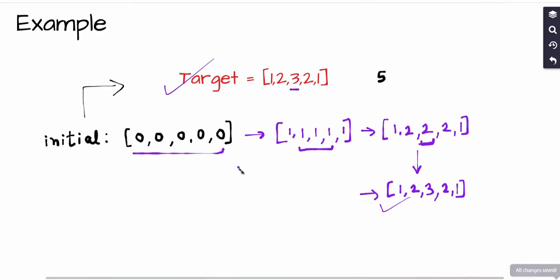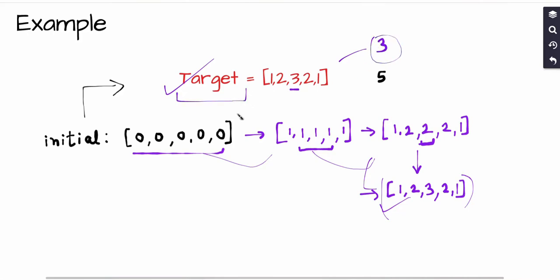So how many operations did I take to reach the final array, the target array? 1, 2, and 3. Hence the answer for this test case is 3. I require 3 operations to arrive at the target array starting from the initial array. So what I did was, I had this target array, and I observed that all the elements in this target array are at least 1. So you can see that we have no 0 element in this array.